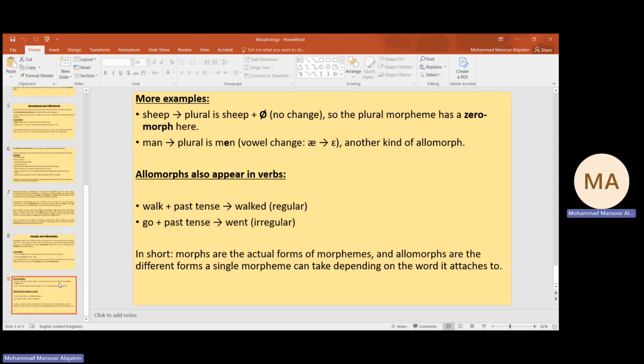So in short, morphs are the actual forms of morphemes, and allomorphs are the different forms a single morpheme can take depending on the word it attaches to.